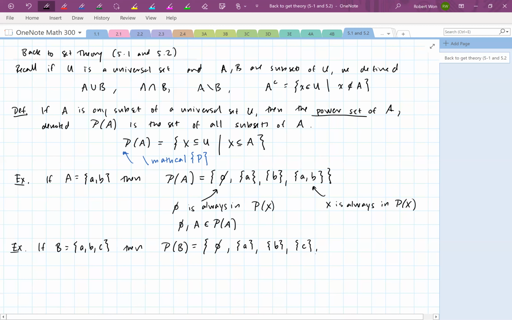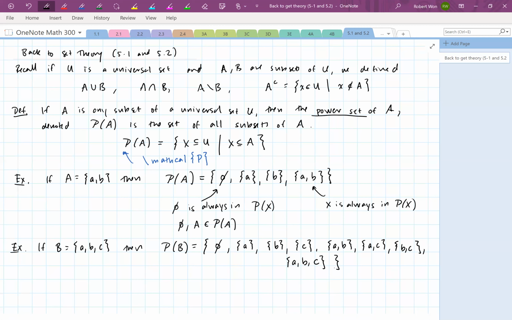There's also 3 2-element subsets of B, right? The set containing A and B, the set containing A and C, and the set containing B and C. And then there's a single 3-element subset of B, namely B itself. And so pretend I wrote that all in one line. And so this power set has 8 elements.